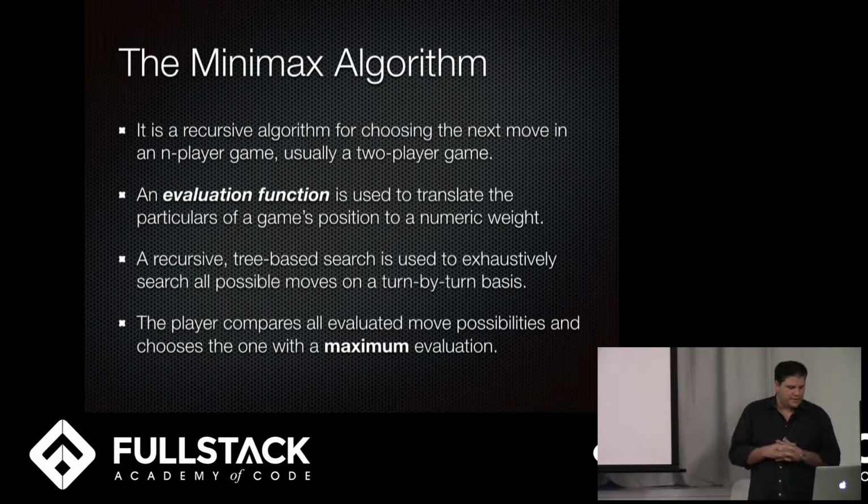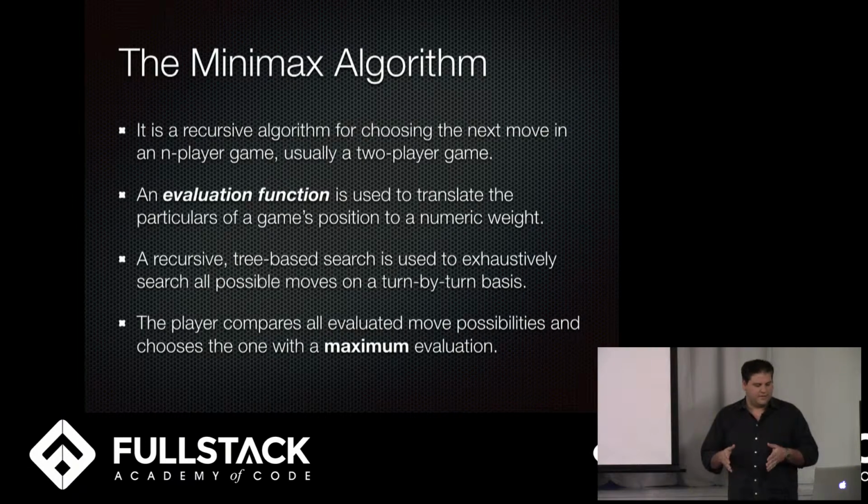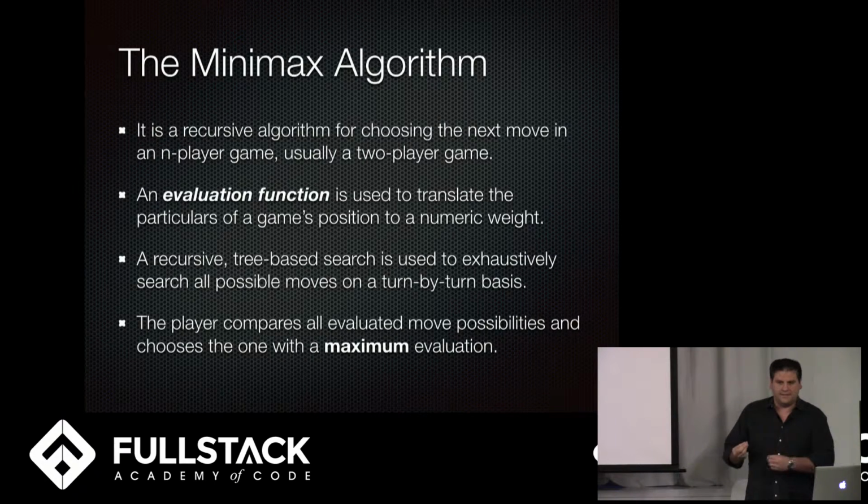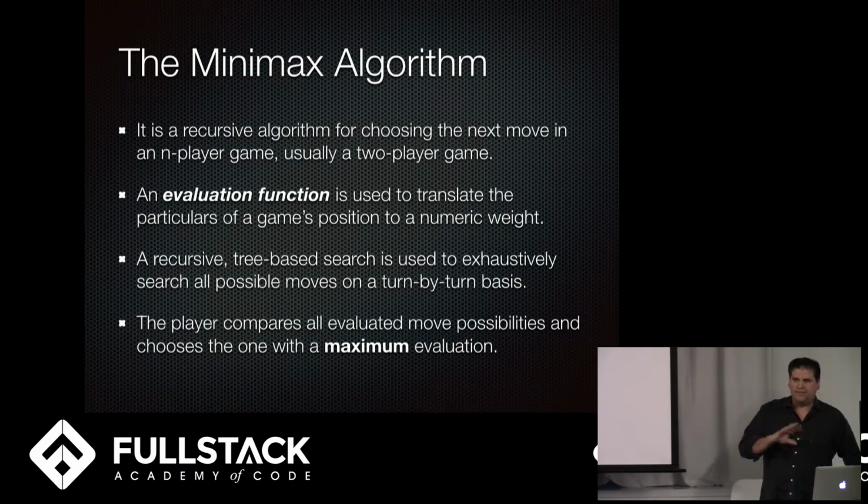So there's a recursive tree-based search, and the funny thing is the Minimax algorithm itself doesn't care about the game it's playing. All it knows is numbers. It assigns a value to different positions, and its goal is to maximize that number. There's a secondary function called an evaluation function that translates the particulars of a game into the approximate value of that position.